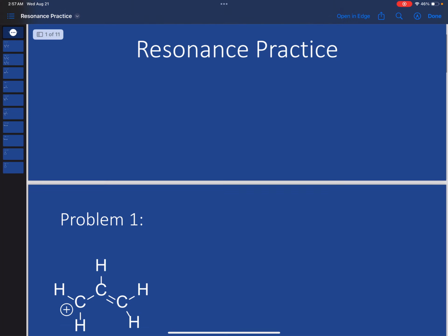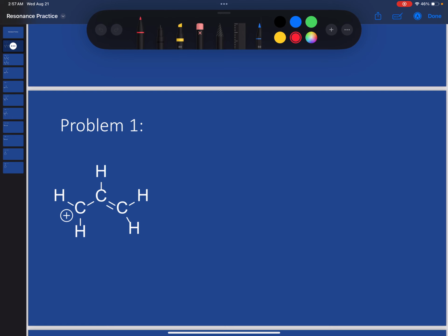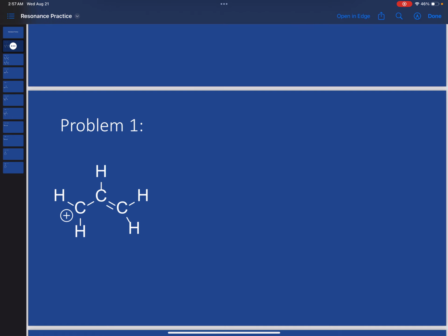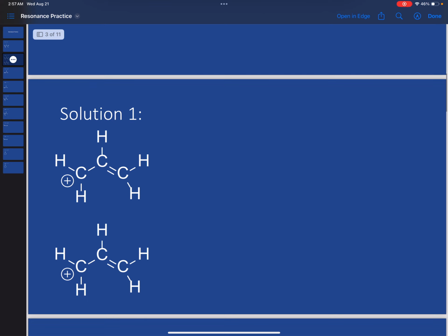Hi everyone. So I wanted to work through a practice problem on resonance structures just so we can get a little bit more comfortable with drawing them. For this first problem, we're going to draw a resonance structure of this compound. If you want to hit pause and go ahead and try it, feel free to do so. Otherwise, I'm going to go ahead and work through the solution.